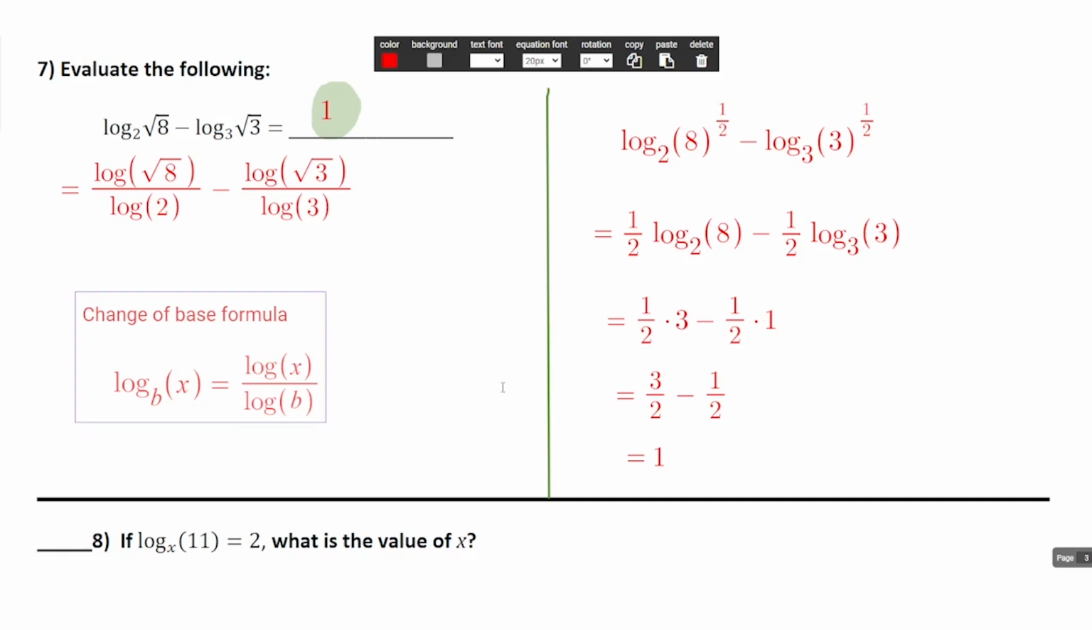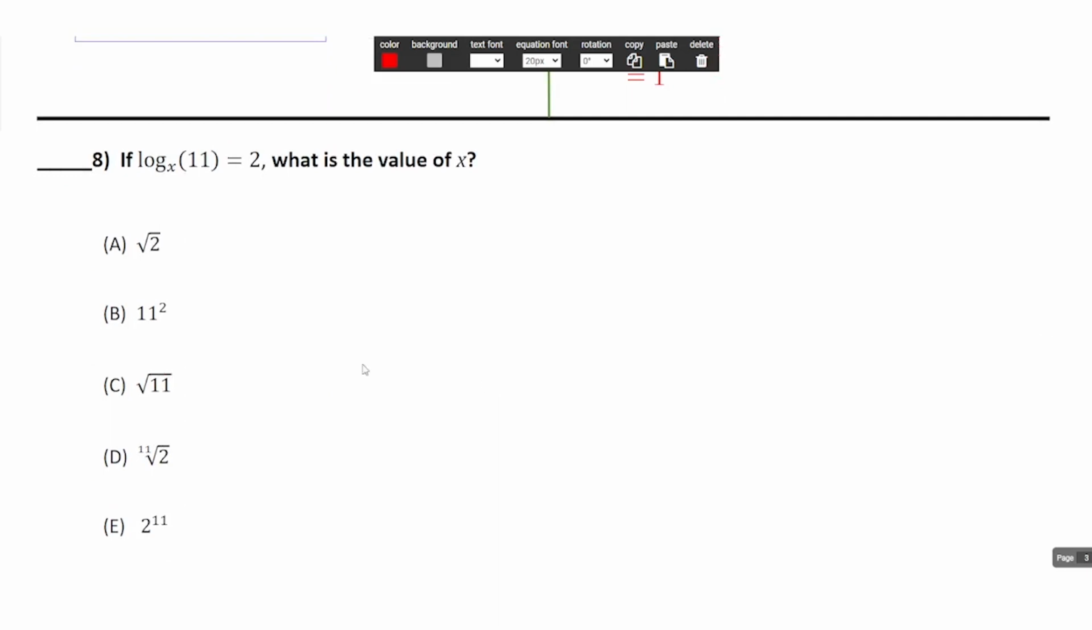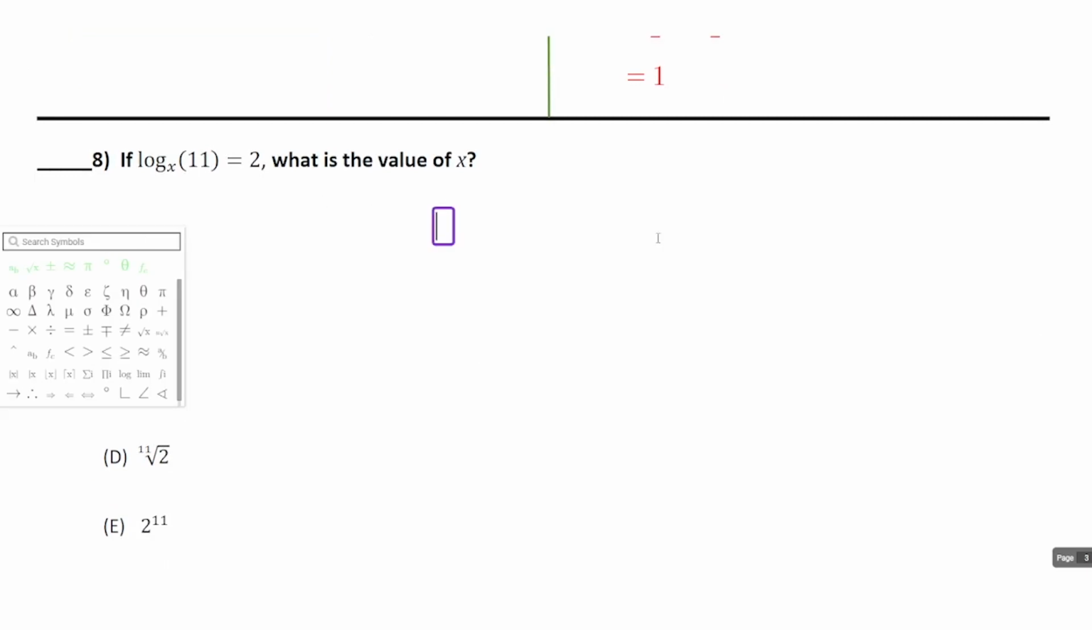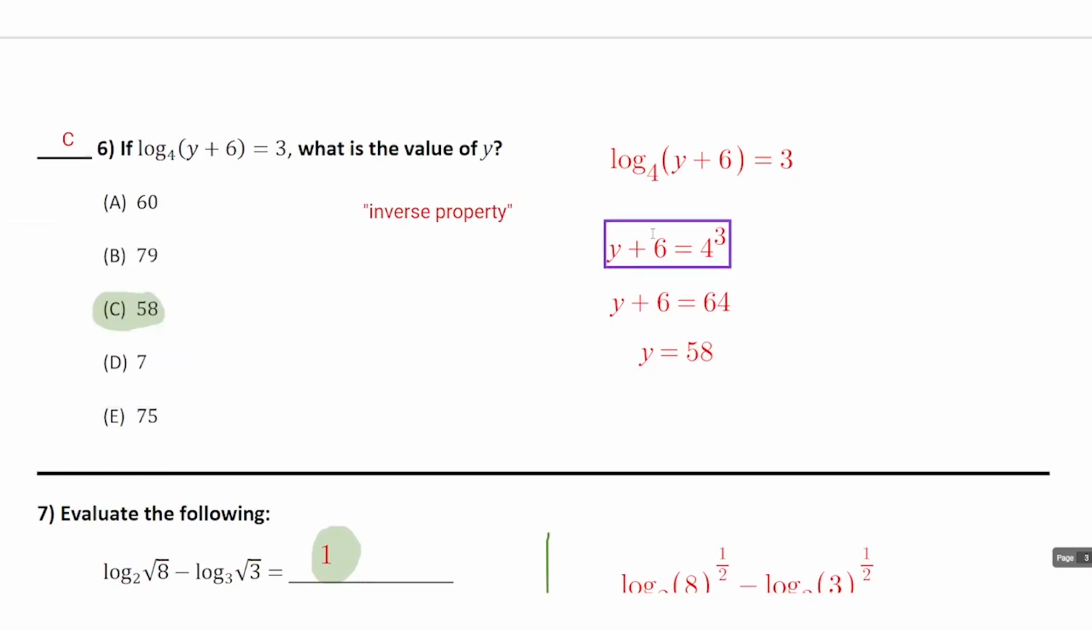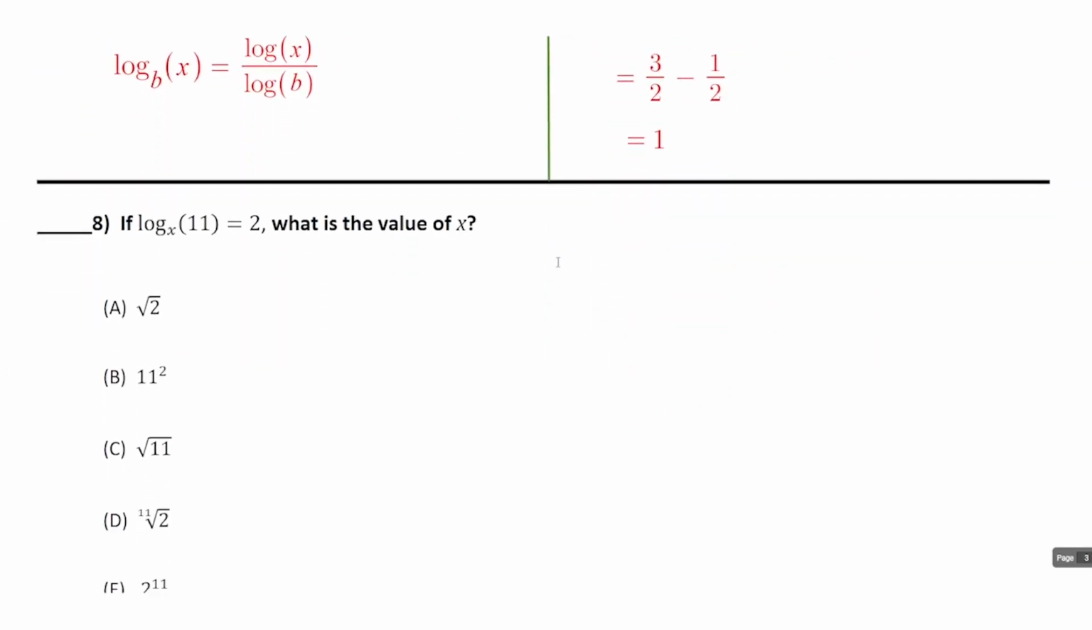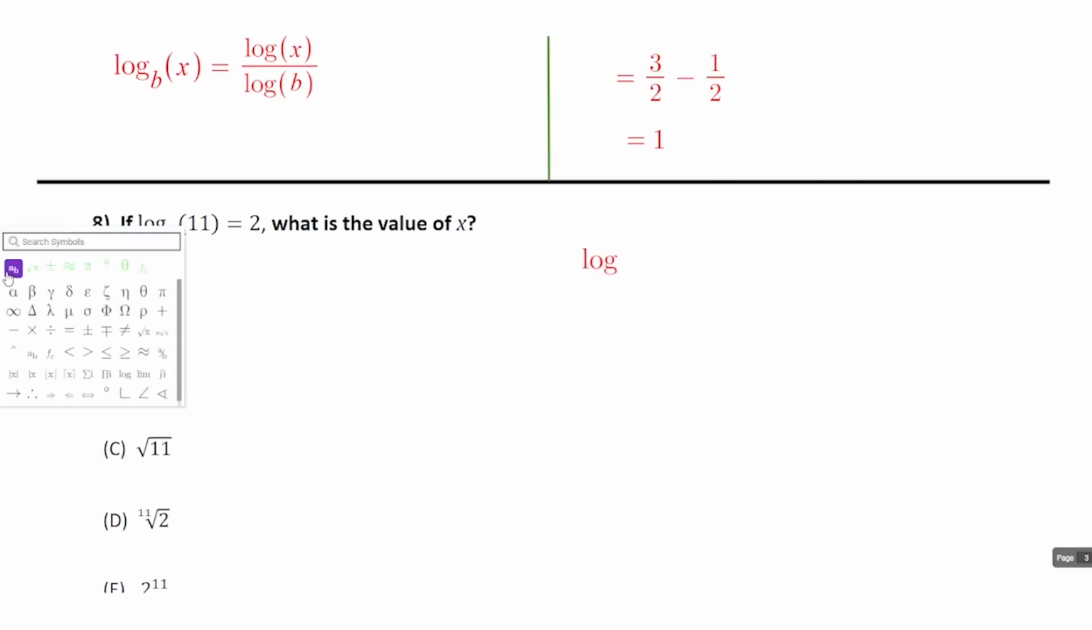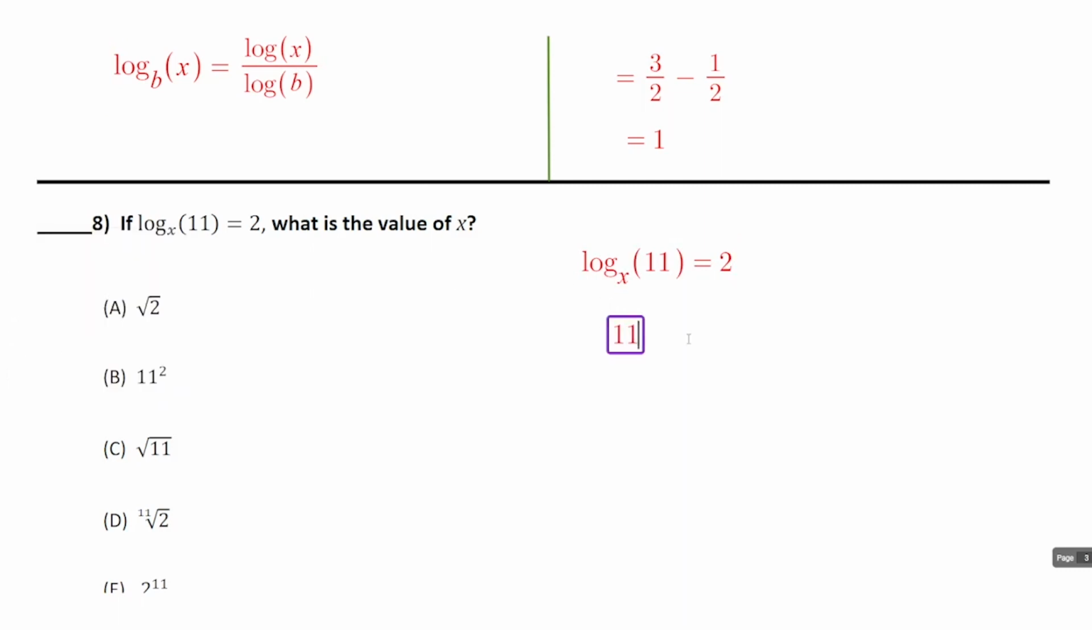All right, let's move on to number 8. Number 8 says if log base x of 11 is 2, what is the value of x? So this is another one where we want to use that inverse property that we used back on number 6, where we rewrite the logarithm as an exponential equation. So here we have log base x of 11 equals 2. And if I rewrite this as an exponential equation, I'm going to get 11 equals, right, this is what the power is, and then the base is x, and the exponent's 2.